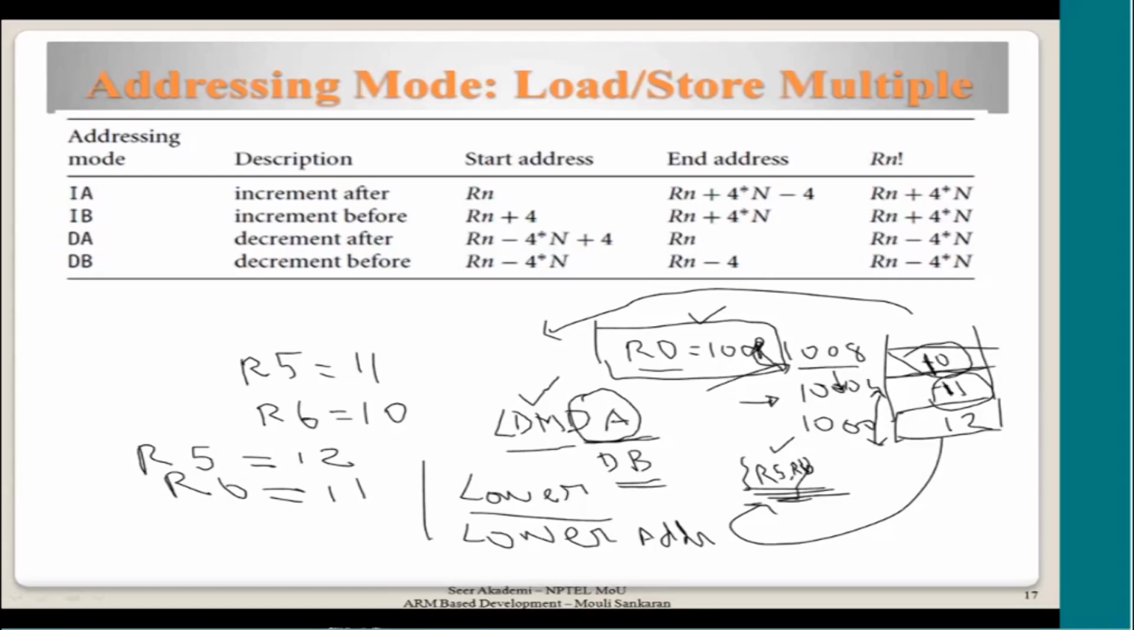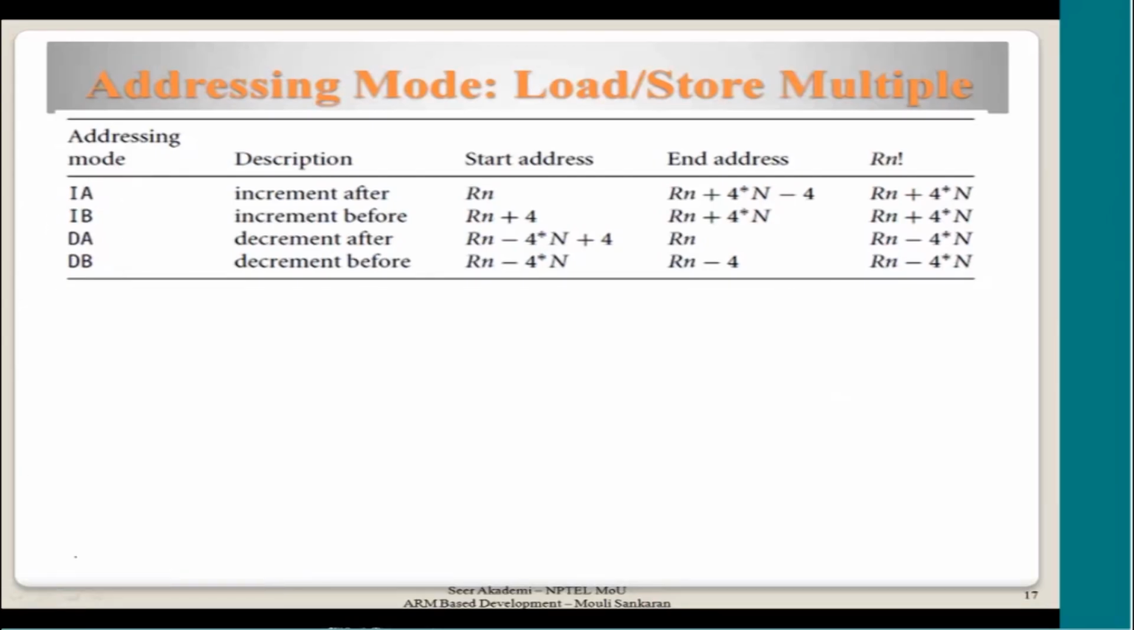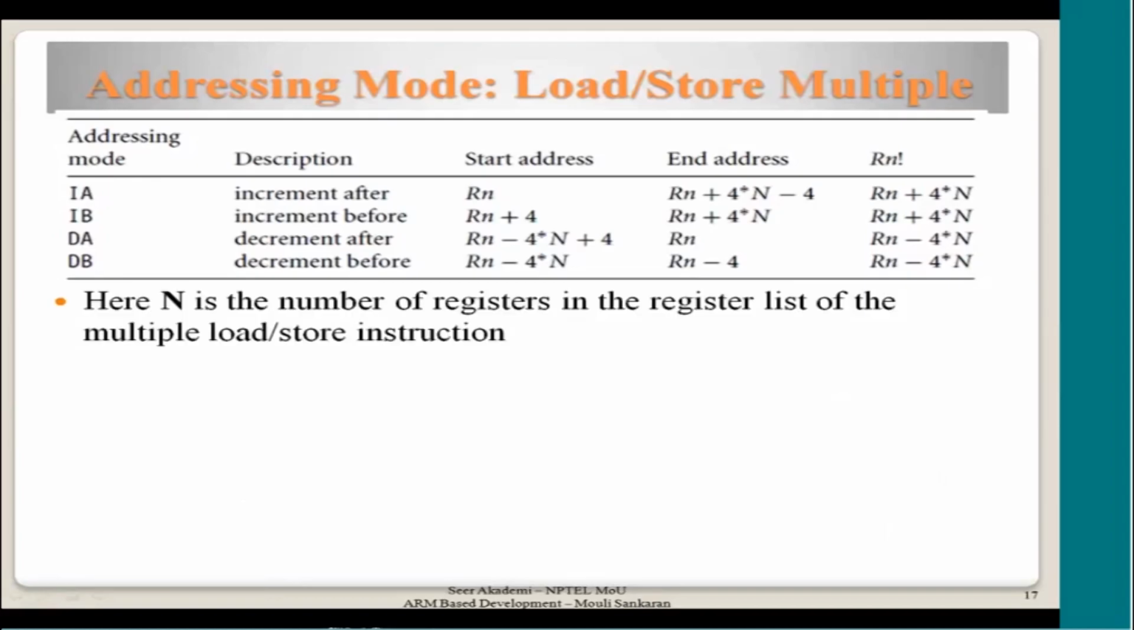So you can do it either decrement or increment, after or before. There are 4 possible ways you can change the Rn, and it is very trivial to find out how these values are mapping onto it. I don't want to explain because it's very obvious. I want you to do it as homework. Now let us see.